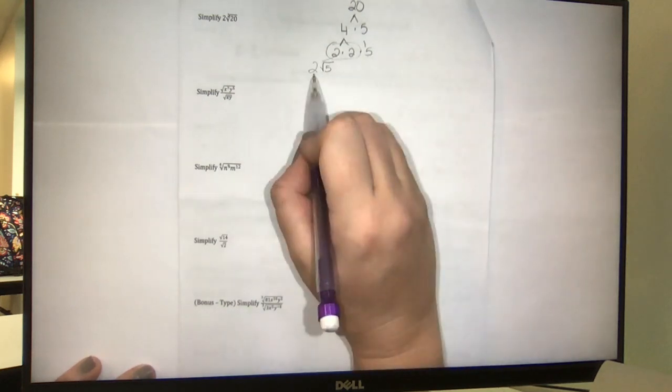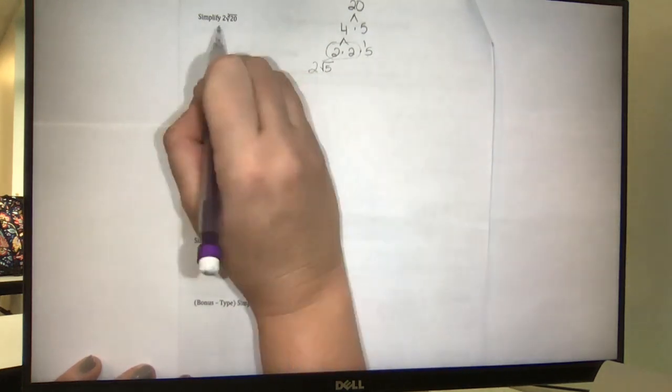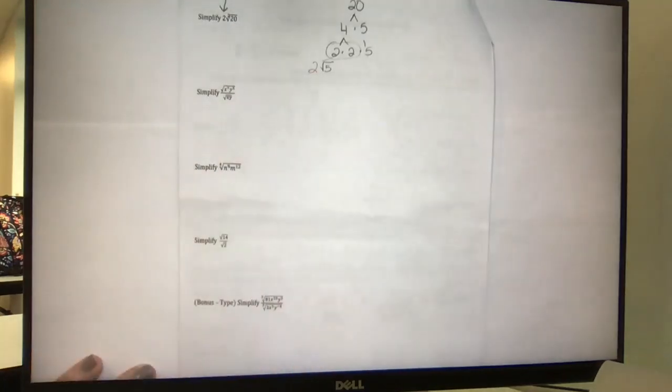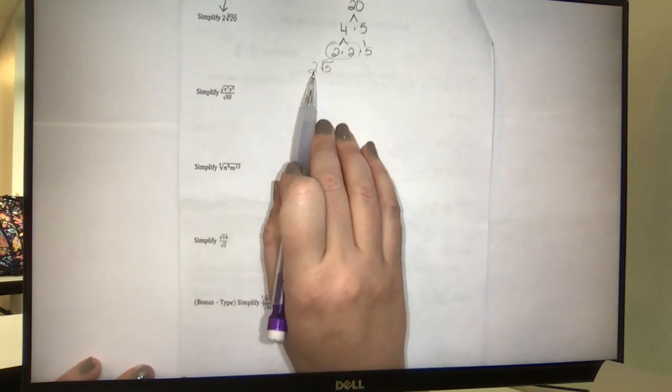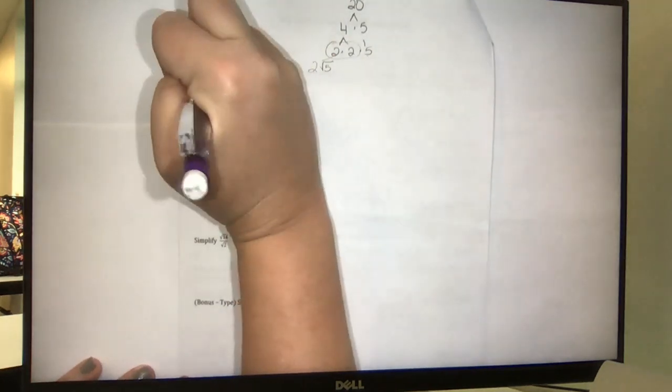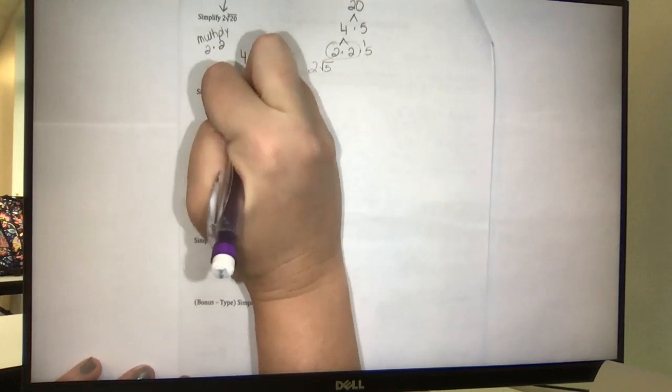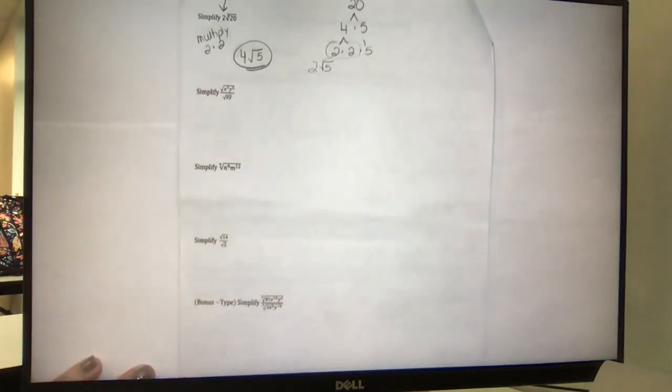Now I can't circle that and move on like I normally would, because look who's hanging around out here, a whole nother number. What am I going to do with this number and this number? Multiply them together. This number is being multiplied by the root of 20. So I'm going to multiply them together. 2 times 2 is 4, and there's my root of 5.